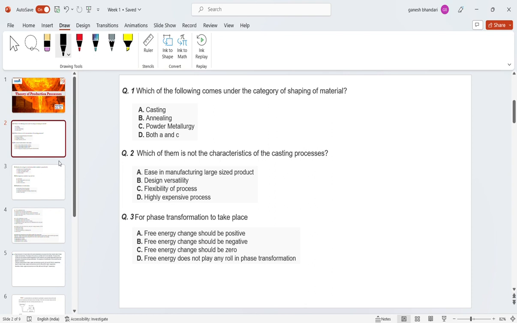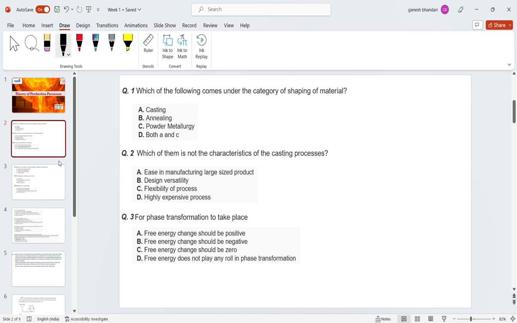So what happens in the shaping of the material? If you talk about casting, definitely it is one of the answers. Now when you are talking about annealing and powder metallurgy, in annealing, if you go to the basic definition, it can be in furnace or out of furnace. Basically the crystal structure and the inherent properties like mechanical properties, strength, toughness, they all get changed by annealing. But there is no shaping of the material due to this.